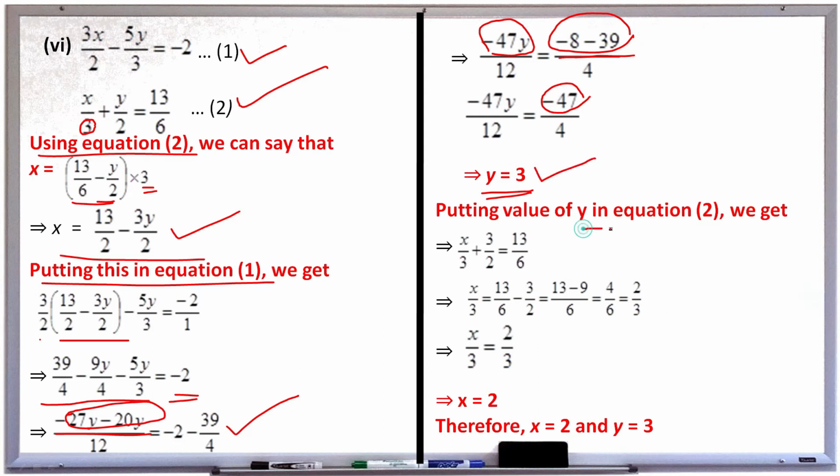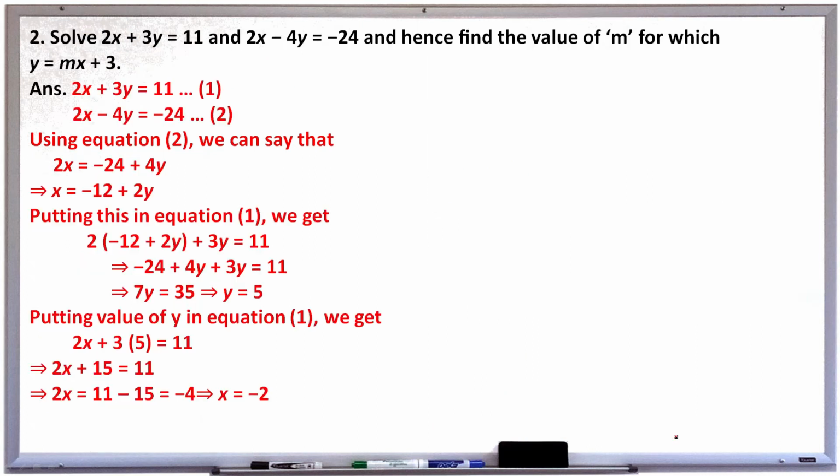Putting the value of y in equation number 2, you will get the value of x. You put the value y is equal to 3. So x by 3 plus, this is the y term. Instead of y, you put the value 3. So 3 by 2, by taking LCM and all, after simplifying, you will get 2 by 3. X by 3 is equal to 2 by 3. 3 denominator, here also 3 denominator, you can cancel. So x is equal to 2. So therefore x value is equal to 2 and y value is equal to 3.